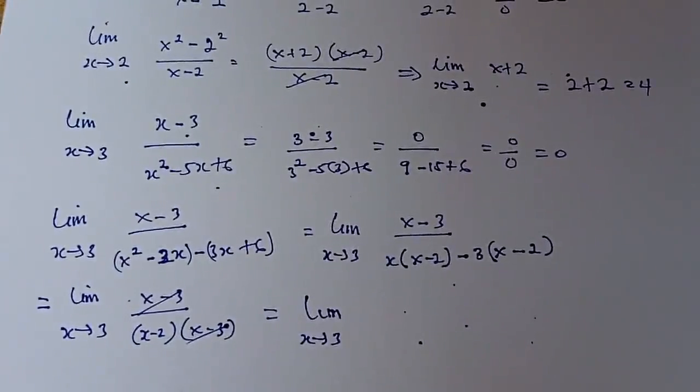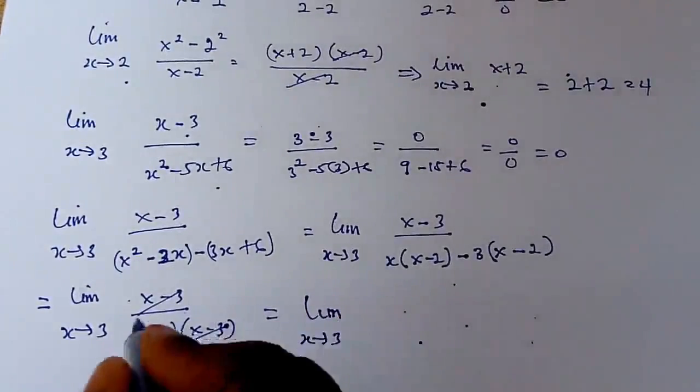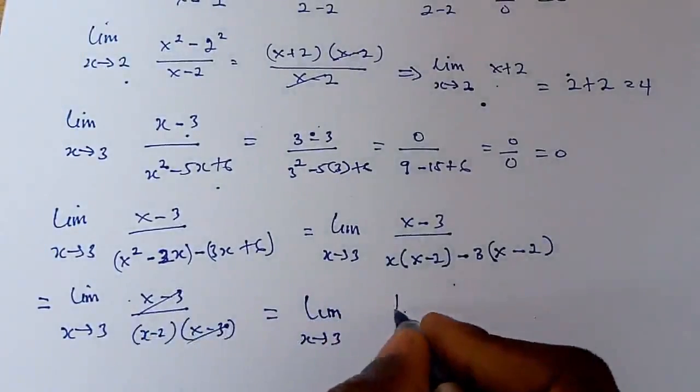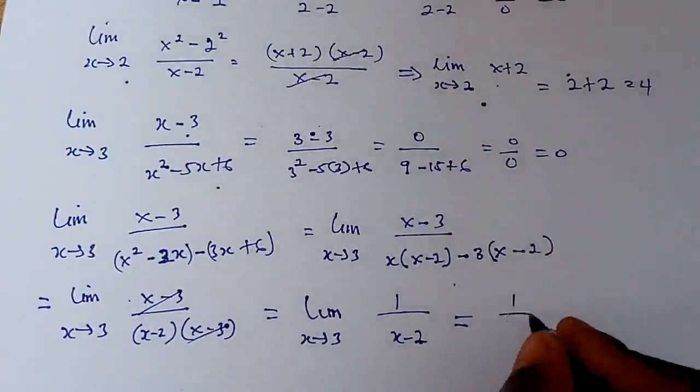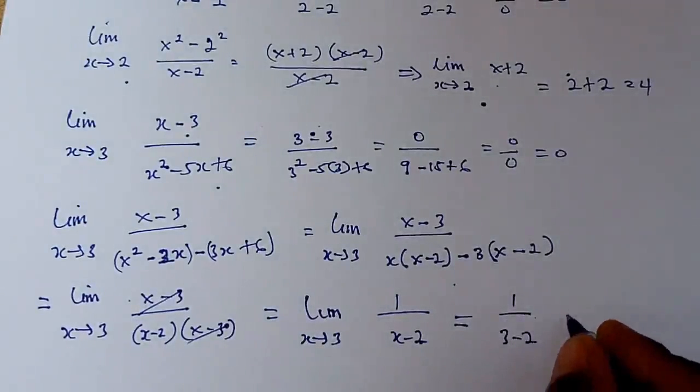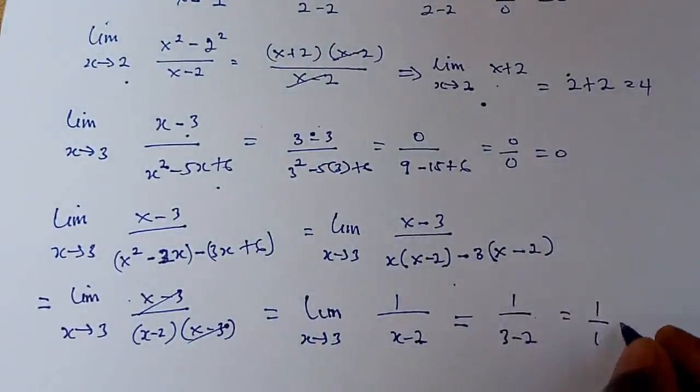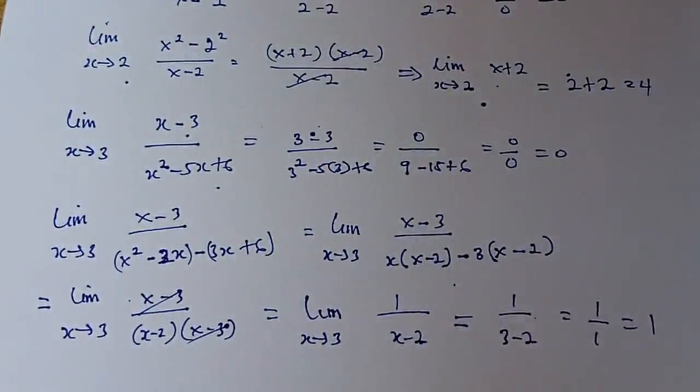So now the limit as x approaches 3 becomes 1 over x minus 2. Okay, so what is the limiting value? Now we replace x by 3, so you're going to get 1 over 3 minus 2, which gives us 1 over 1, which is 1 as the answer. So this is how we deal with such problems.